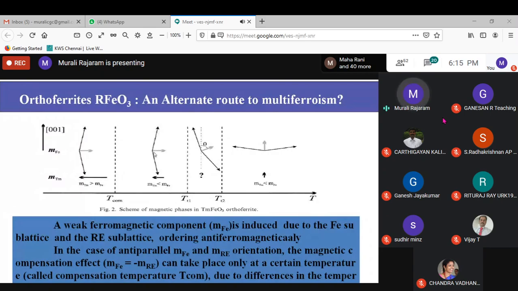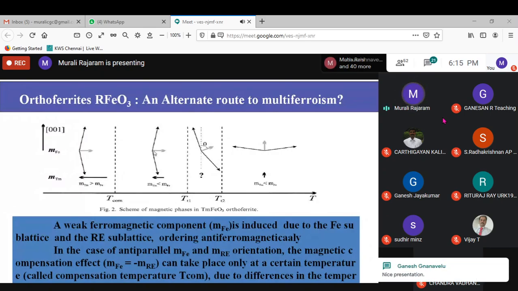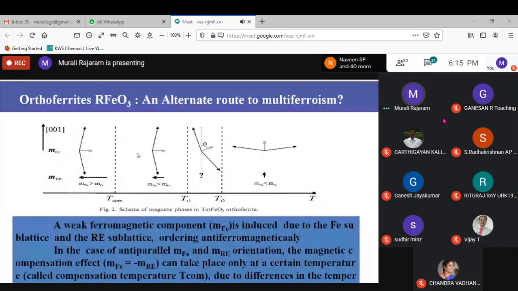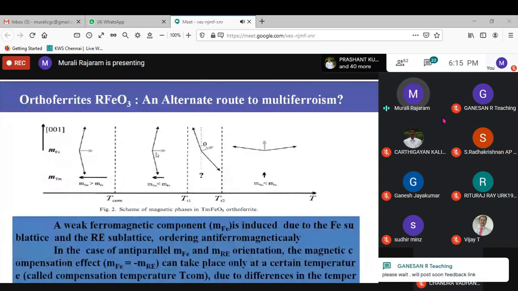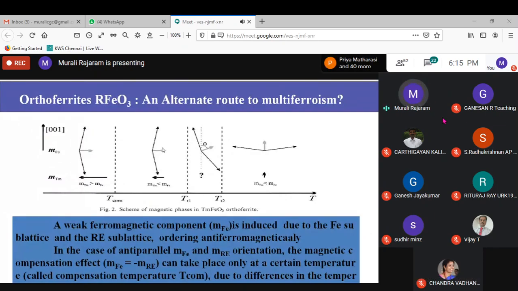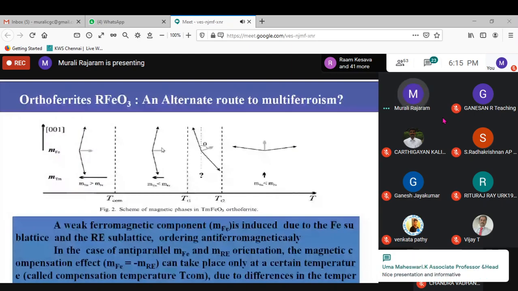Now the ferromagnetic component is along the 1 crystallographic direction. That means the ferromagnetic component has changed its crystallographic direction. This will induce spin-orbit coupling, because if the spins are rotating crystallographically, that should have some sort of coupling with your lattice. So we thought that this is a very good class of materials for multiferroics.